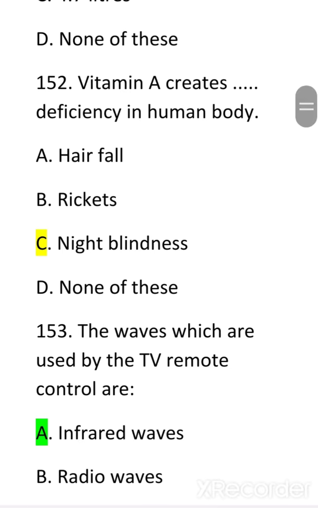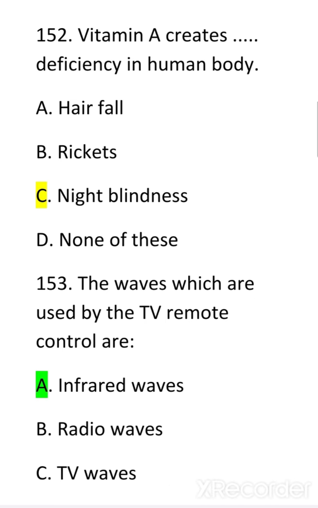Question number 152. Vitamin A creates deficiency in human body. Option A, hair fall, B, rickets, C, night blindness, D, none of these. Correct option is C, night blindness. When the cause is a lack of vitamin A, treatment involves adding more vitamin A to the diet. Vitamin A is found in milk, eggs, carrots, spinach, tomatoes, cabbage, mangoes, papaya, lentils, butter and cheese.